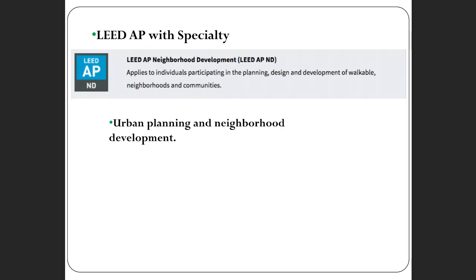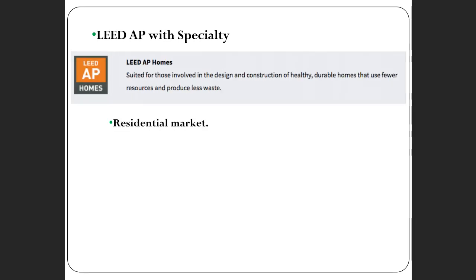We also have a LEED accredited professional for ND, neighborhood development. This has to do with urban planning and neighborhood development. If you're the person who is laying out, beyond the scope of a single building, how a neighborhood or an urban neighborhood gets planned or put together, and you wanted to get a LEED AP accreditation, you would be accredited as a LEED AP ND, or neighborhood development.